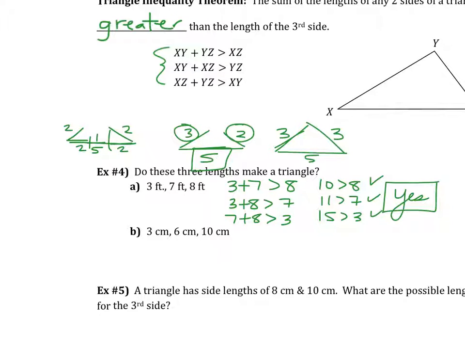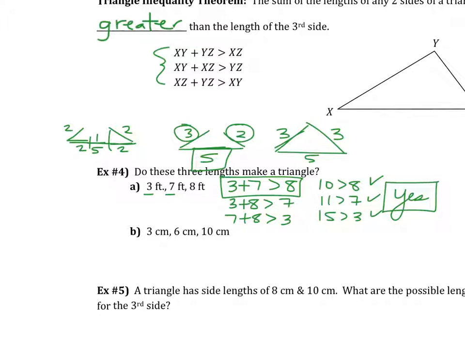You want to know a secret? You don't have to do all 3. Which one do you think you have to check? The smallest one? The two small ones. If you take the 2 smallest numbers and add them together, and they're bigger than the biggest number, if that one works, they will all work, okay? So technically, all you really had to check was that one.